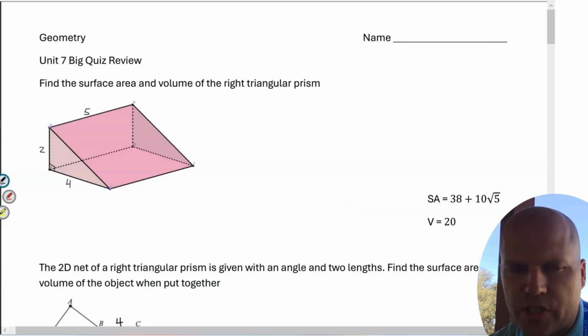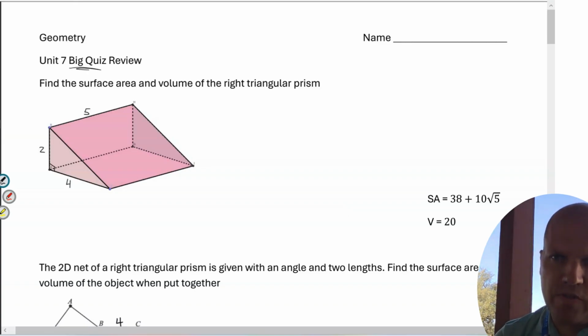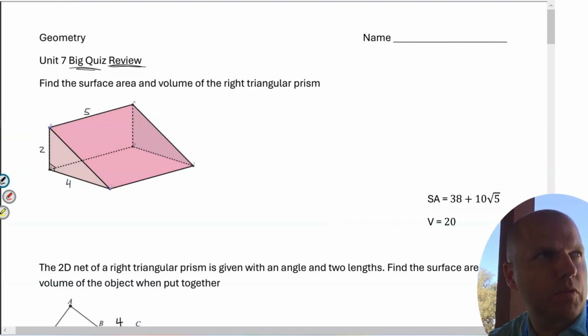What up, geometry students? Let's do the big quiz review on areas and surface areas and volumes of prisms and cylinders, all sorts of good stuff.